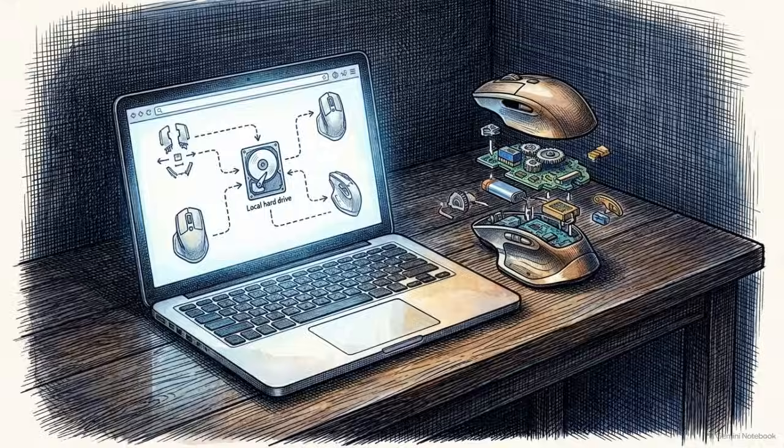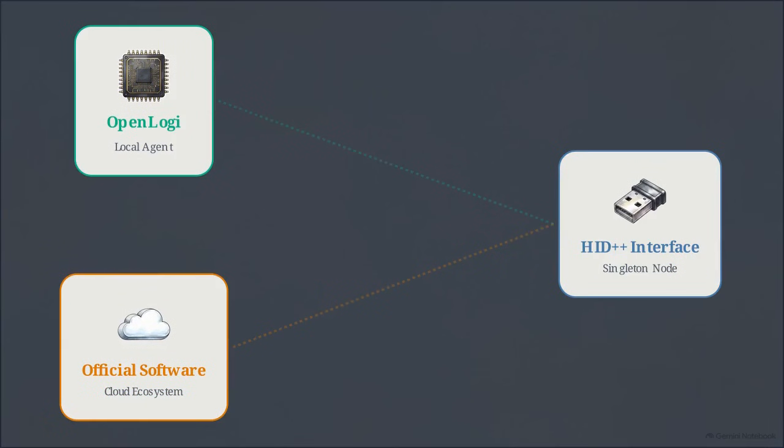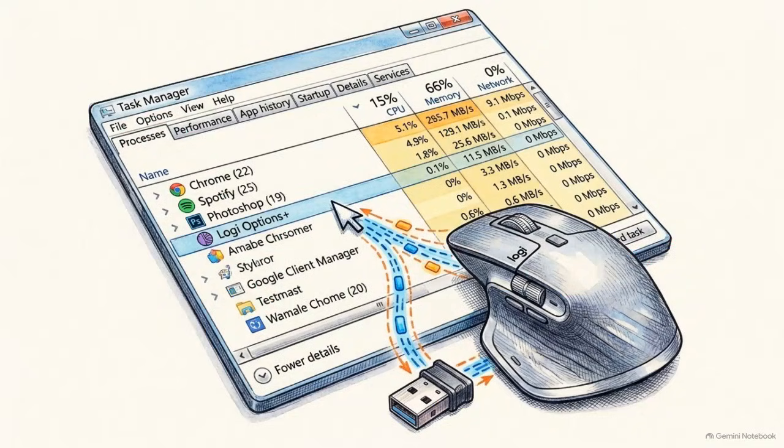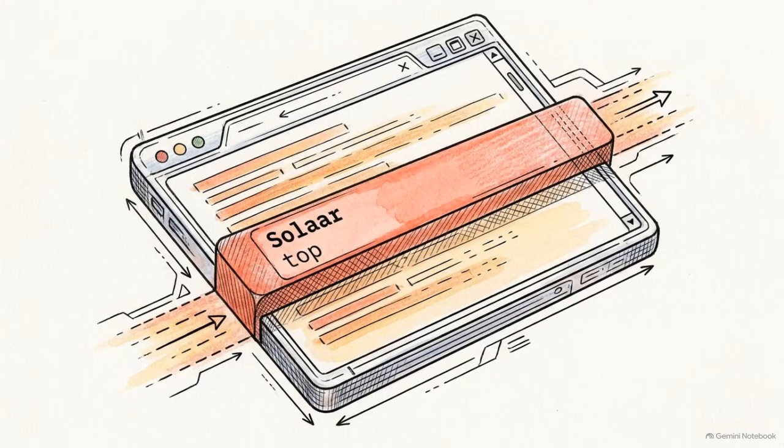This diagram shows two data streams attempting to enter a single USB receiver. If you run OpenLogi and official software at the same time, they collide. The hardware protocol dictates that only one program can own the receiver channel at a time. Open your operating system's task manager. Find any official background processes or Linux alternatives like Solaar and forcefully terminate them to clear the channel.